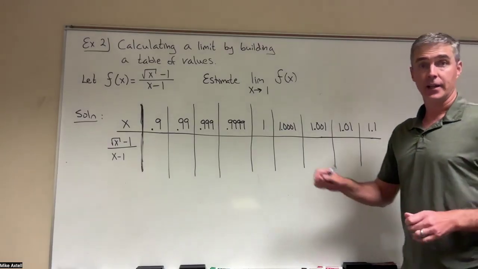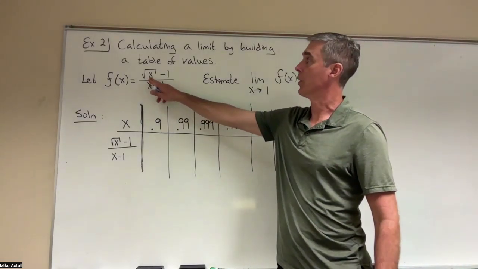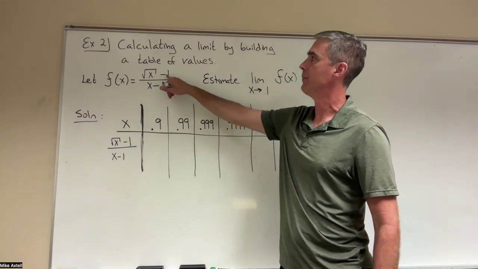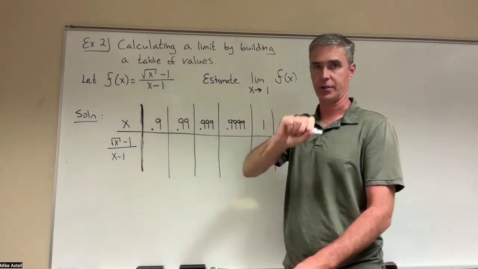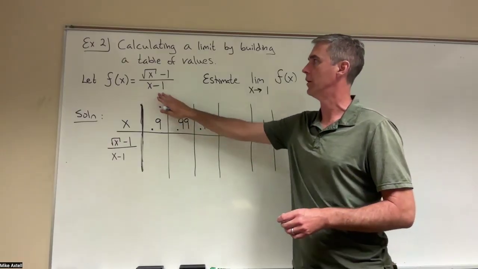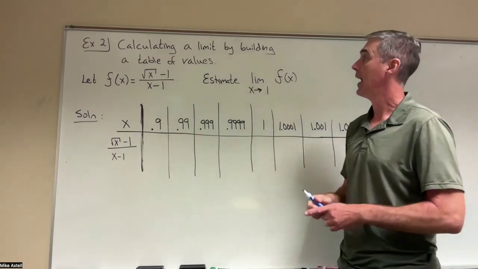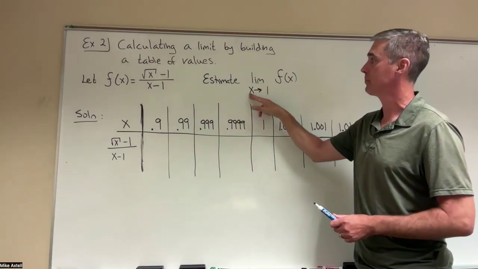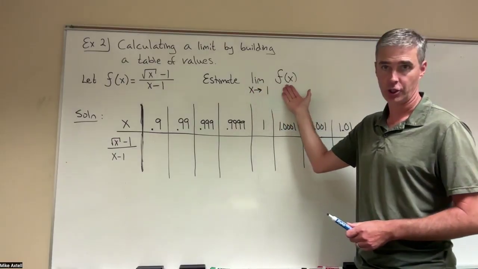All right, so I've got a somewhat complicated function: the square root of x, minus 1, divided by x minus 1. That minus 1 in the numerator is not under the square root. And I'd like to estimate the limit as x approaches 1 of this function.